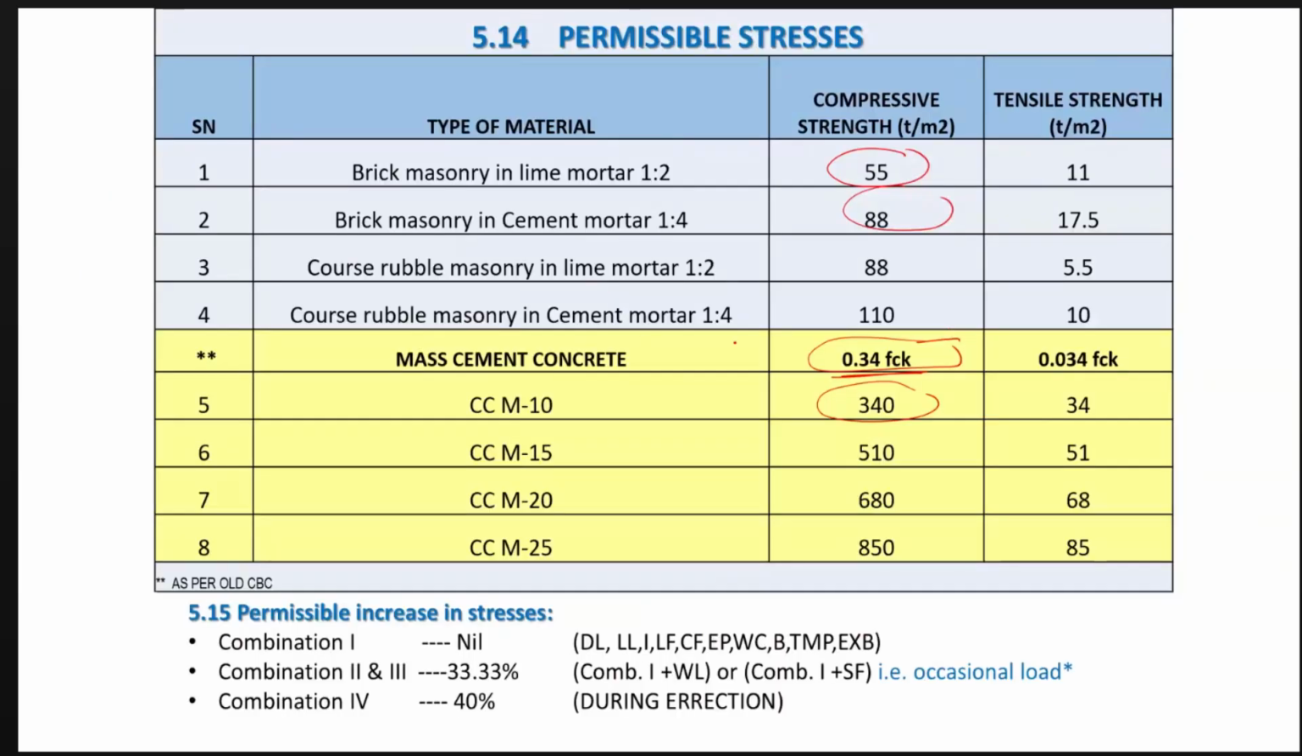Here you can see that even for M10, our compressive strength is 340, in comparison to masonry. So in fact, most of the mass concrete we check will pass, because the compressive strength is much higher than masonry.